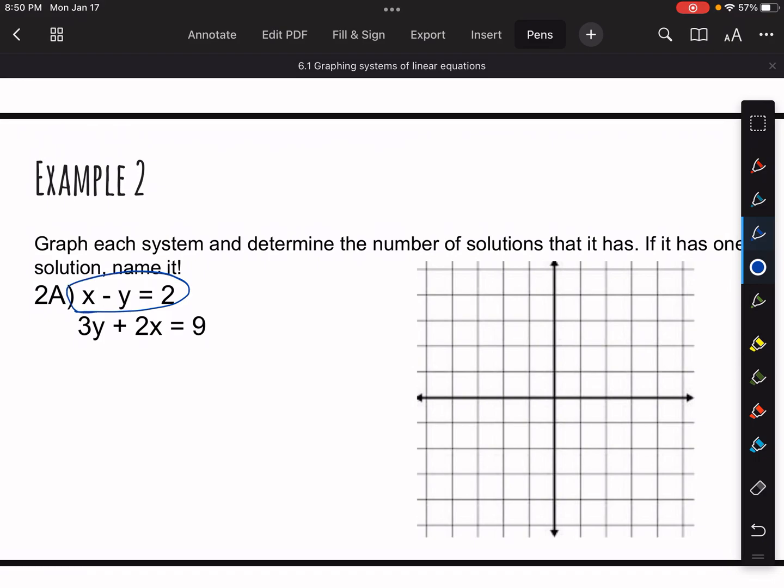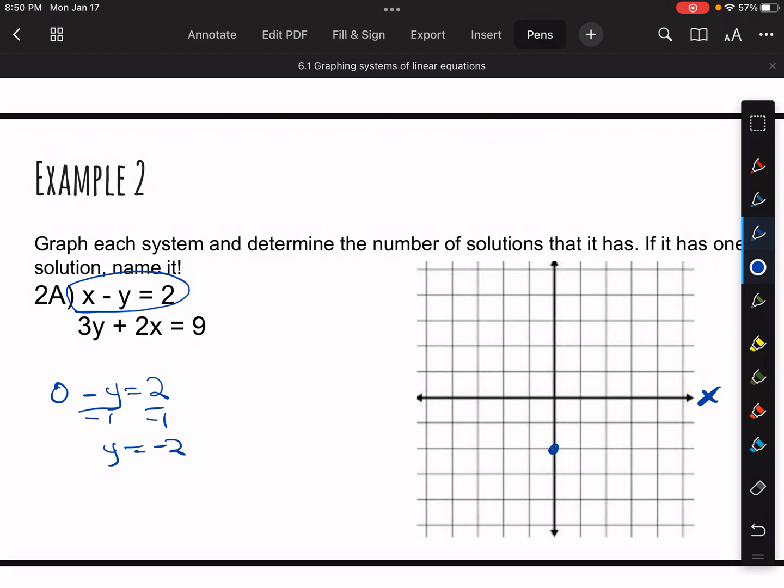Okay, so for this one, if I plug a 0 in for x, I would get -y is equal to 2. So if I divide both sides by -1, I get y is equal to -2. So when x is 0, y is -2.